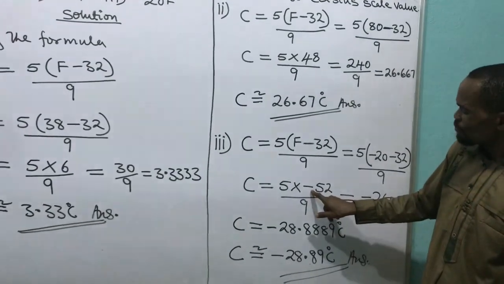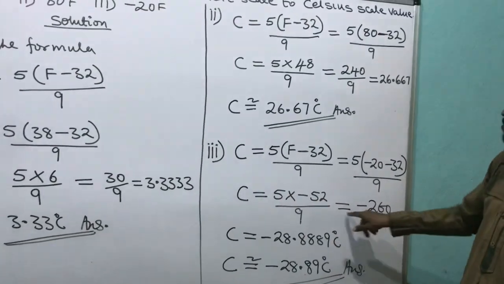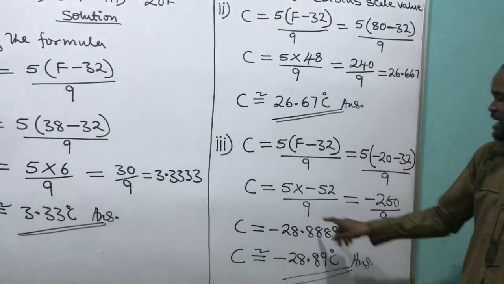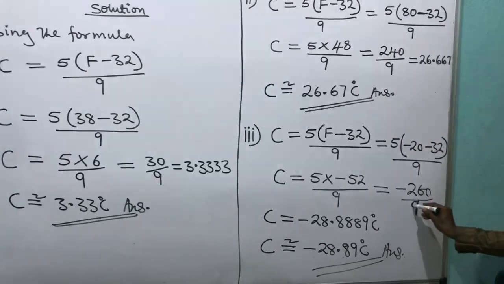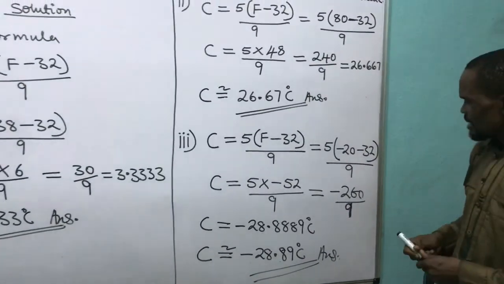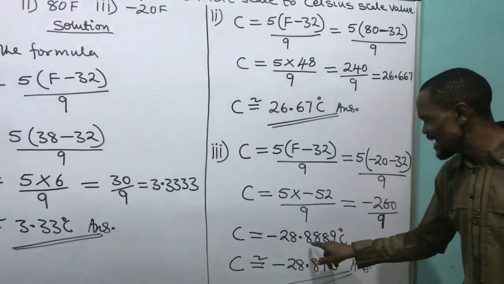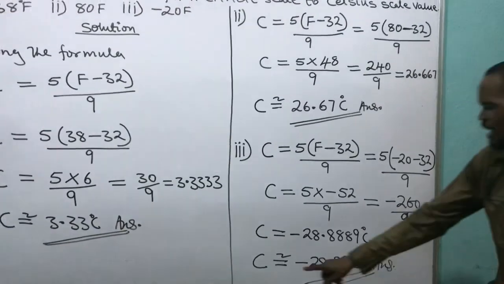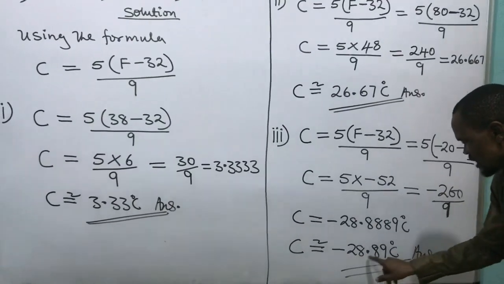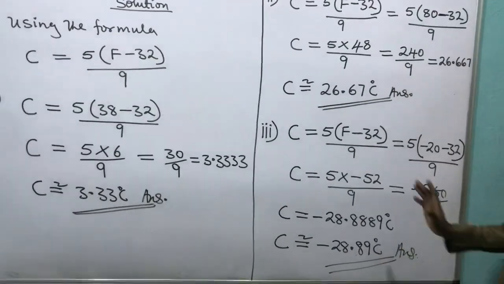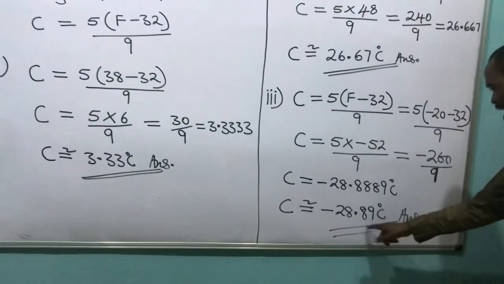That minus 52 times 5 will give me minus 260, divided by 9. What you see here is what? 9. Divided by what? 9. Then when he divided by 9, he gave me what? 28.8889. Then I'm going to say C is approximately minus 28.89 in 2 decimal places. And that gives me the answer.